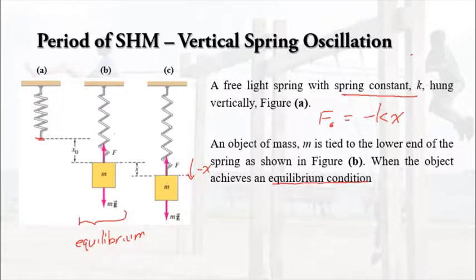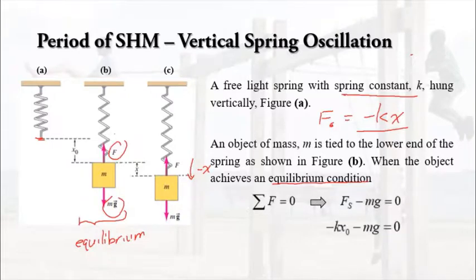The object fulfills the conditions in Newton's first law, so we have summation F equals 0. Based on the diagram, what do we have? We have a restoring force going upwards, and a weight going down. And we know that the restoring force is equal to negative kx. Therefore, we can write our equation as Fs minus mg equals 0, and negative kx naught.